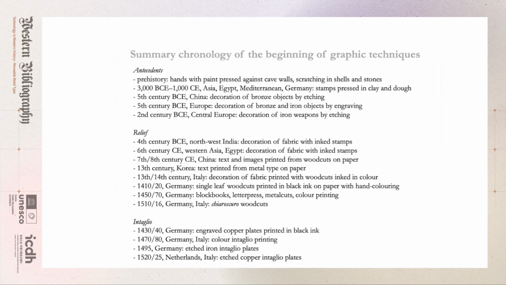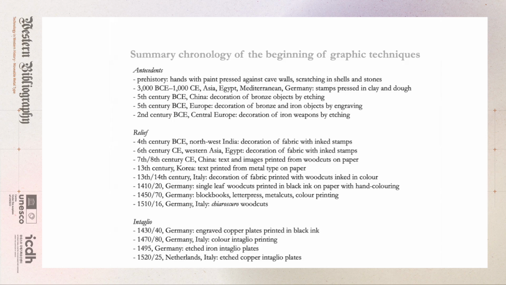Metal objects were decorated with designs scratched, chiseled, or engraved into their surfaces, and in a more refined way, chemicals were used to corrode these metals. Early decoration of fabric and other supports, printed by means of stamps dipped in paint, appeared in a few places around the world. A continuous development of stamping fabric seems to have started in northwest India around 400 BCE.